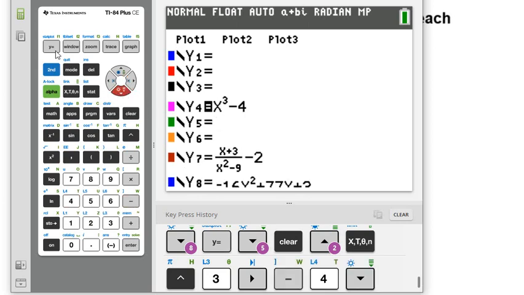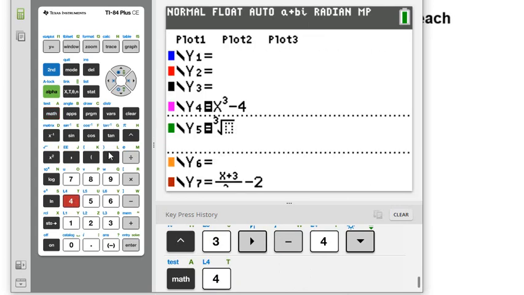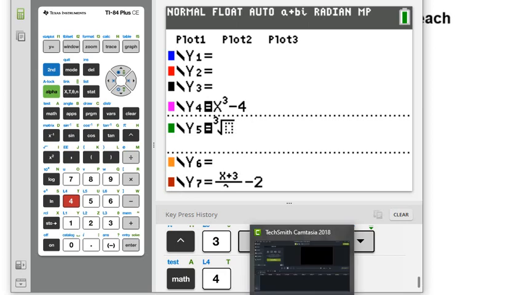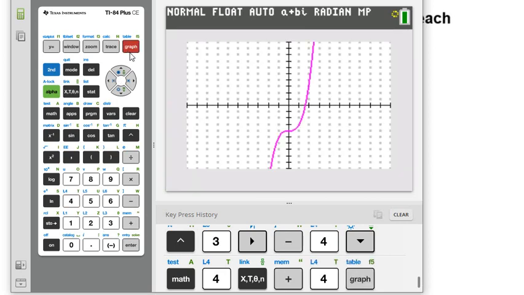And we have the cube root of, and let's see, where do we get that? I think it's math 4, cube root of, I think it's x plus 4, isn't it? Yeah, x plus 4. And we graph these two functions together.